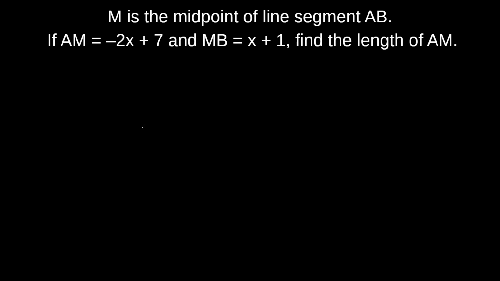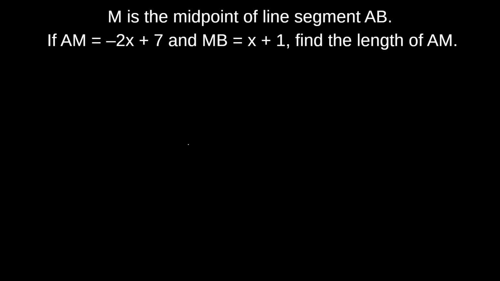In this geometry problem, we're told that point M is the midpoint of segment AB. That means it splits AB into two equal parts. So the length of AM must be equal to the length of MB. We're given expressions for both of these lengths, in terms of x, and using this information, we will set up an equation and solve for x. Then plug it back in to find the actual length of AM.